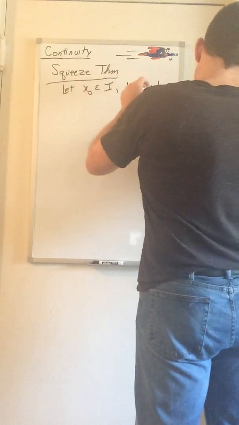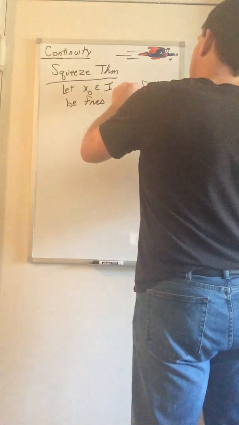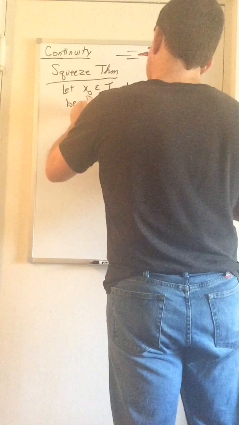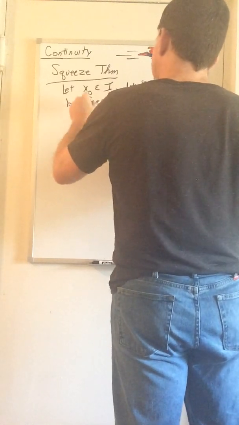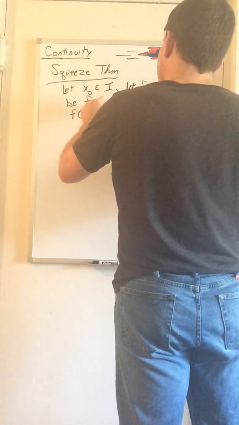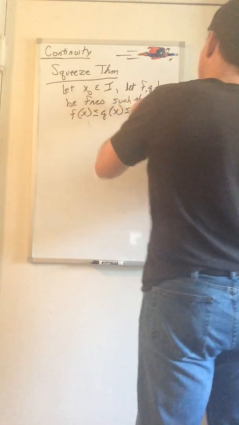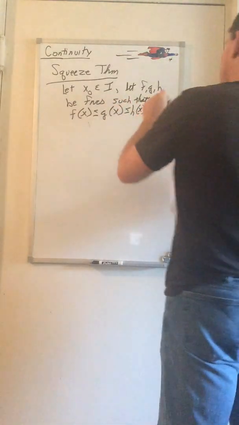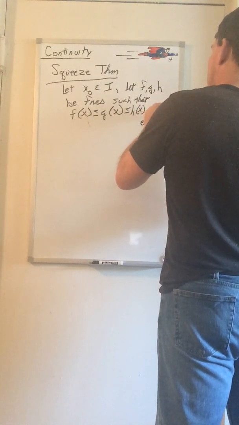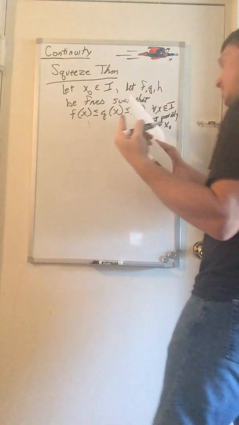Let f, g, and h be functions such that f of x is less than or equal to g of x is less than or equal to h of x for all x in I, except possibly at x sub 0. Your book uses less than or equal to, good.